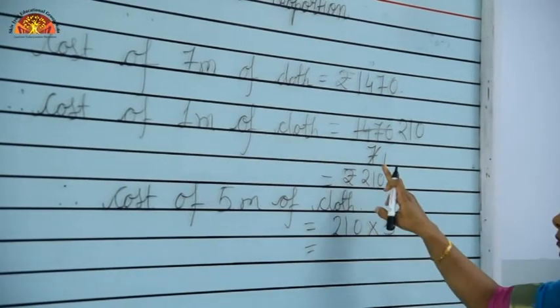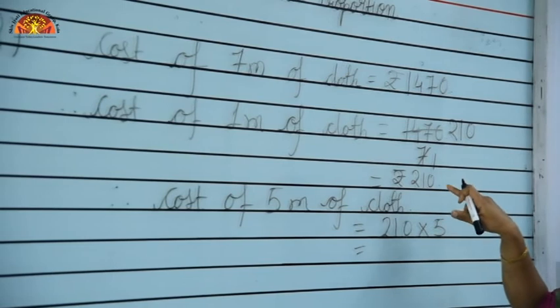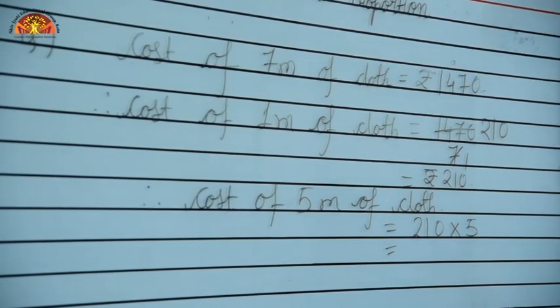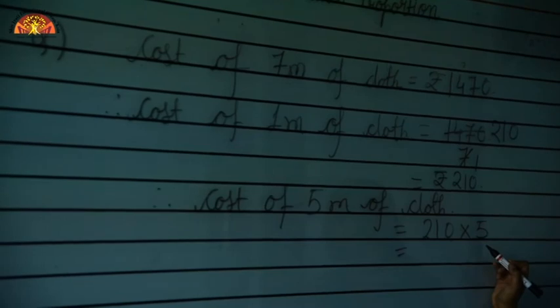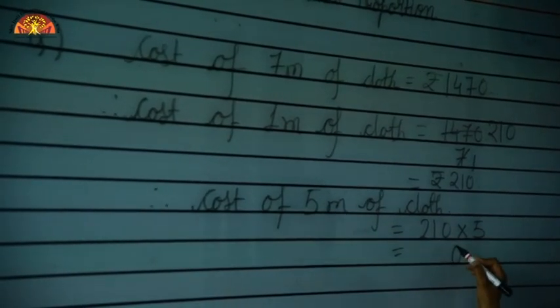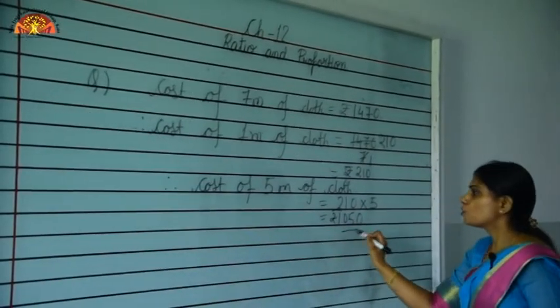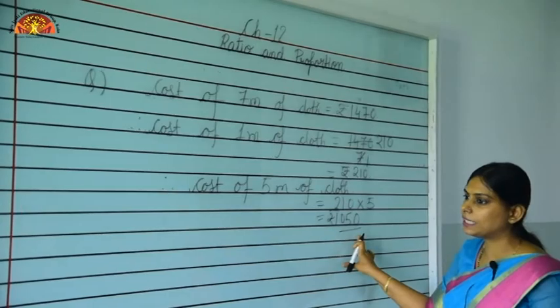क्योंकि कॉस्ट ऑफ 1 मीटर ऑफ क्लॉथ क्या दे रखा है? 210. तो 1 मीटर ऑफ क्लॉथ की कॉस्ट यदि 210 रुपीज है तो 5 मीटर ऑफ क्लॉथ की कॉस्ट कितनी होगी? That is multiply by 210 multiply by 5. So that is 1050 रुपीज. So cost of 5 meter of cloth is rupees 1050.